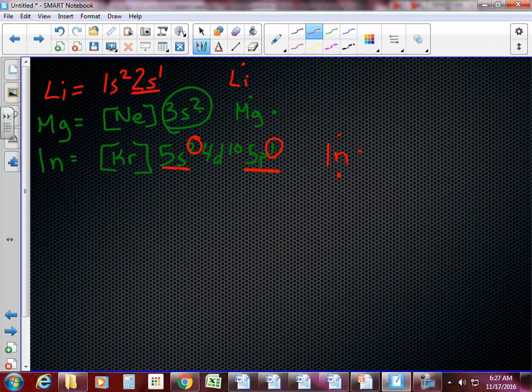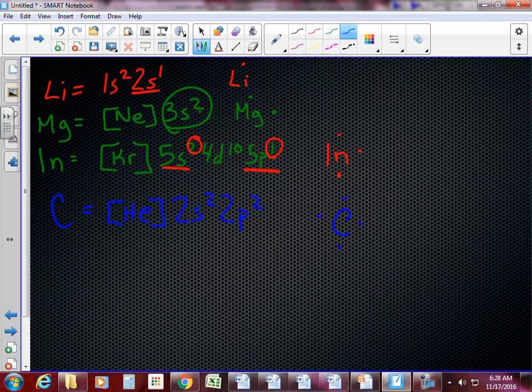All right, let's do a couple more. If I were to look at carbon, it has helium, and then it is 2s2, 2p2, so there's a total of 4 electrons. So we put carbon in the middle, and put a dot on each side.